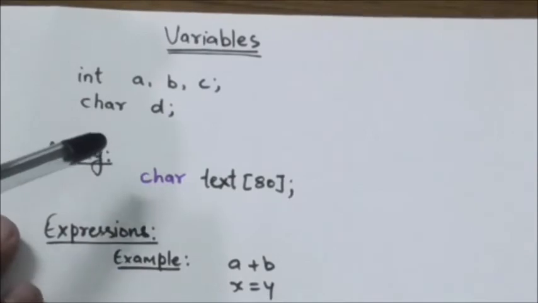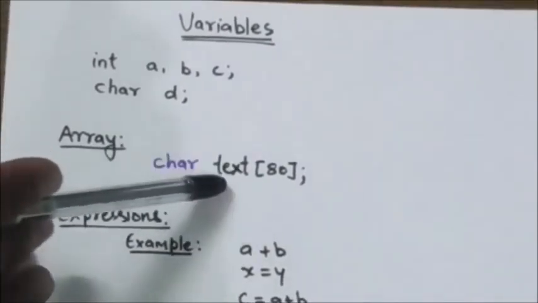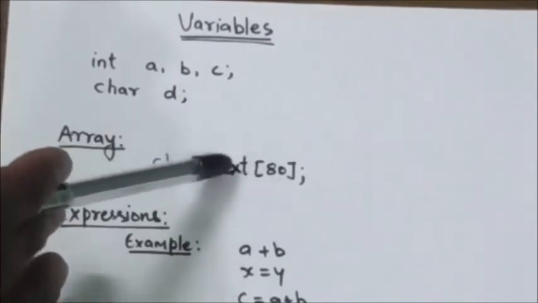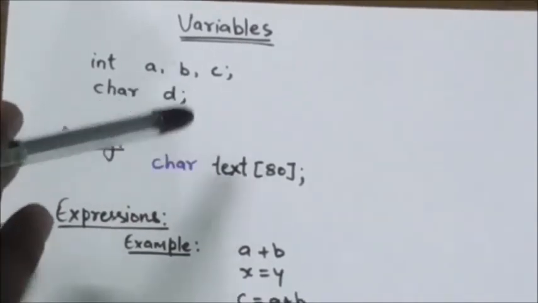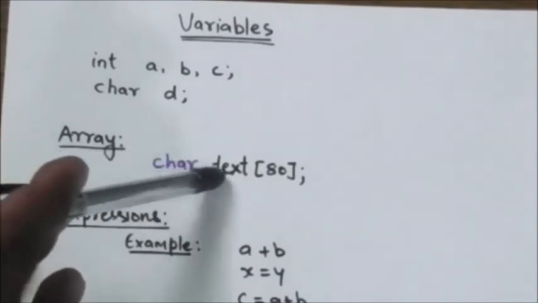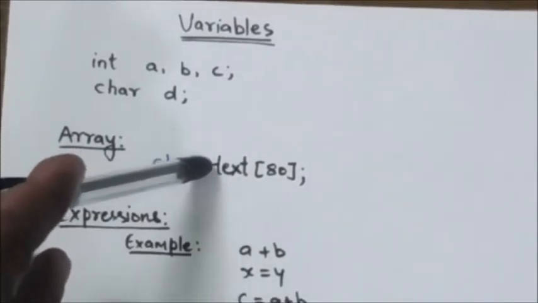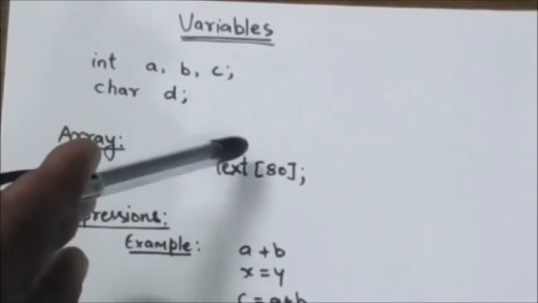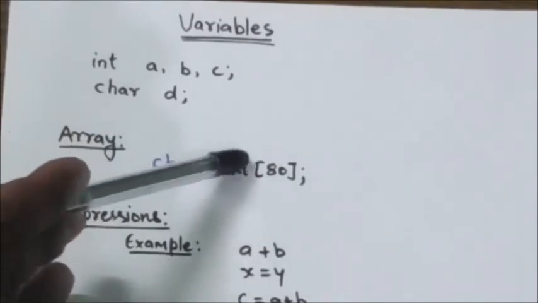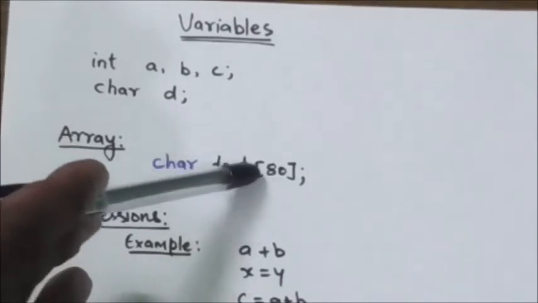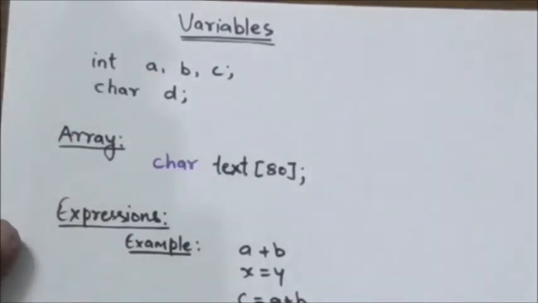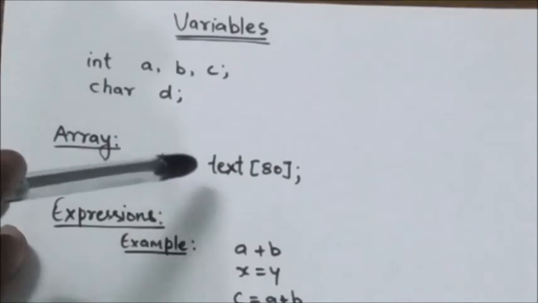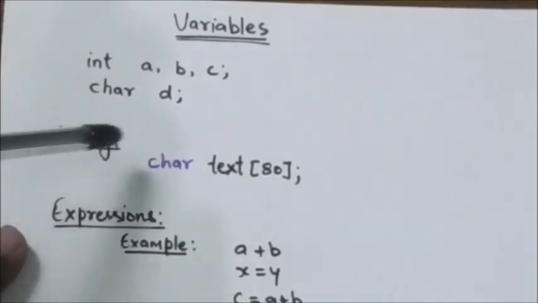Each array variable must be followed by a pair of square brackets containing a positive integer which specifies the size of the array. Here the size of the array means the number of elements in the array. For example, here text is an array variable, right? And it is followed by a pair of square brackets, and these square brackets contain a positive integer 80 which specifies the size of this array. It means this array can have 80 data items, right? And here you can see this char, it is the data type. It specifies that all the elements in this array will be characters.